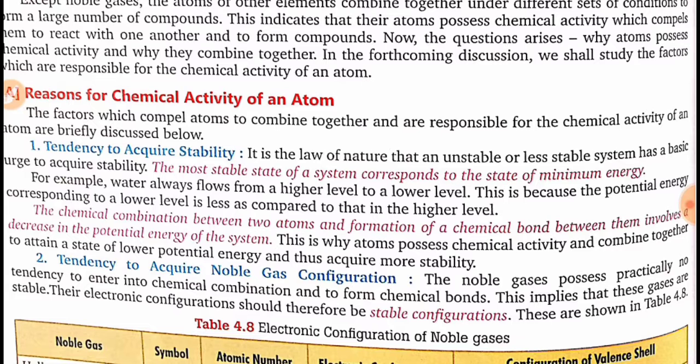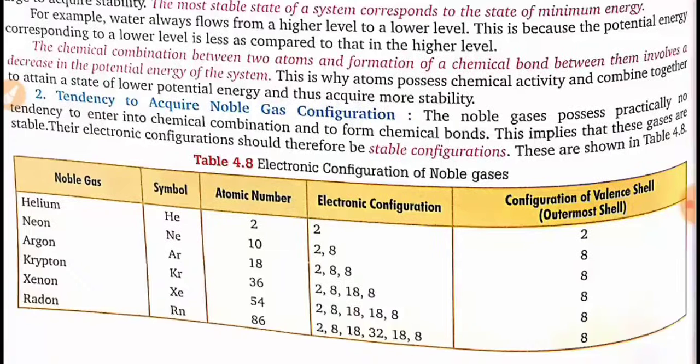Okay, so noble gases, as you know, are inert in function. They do not go into any type of chemical reaction. So this implies that these gases are stable. Okay, so the electronic configuration should therefore be stable, which is shown in the table also. These are the electronic configurations of noble gases.